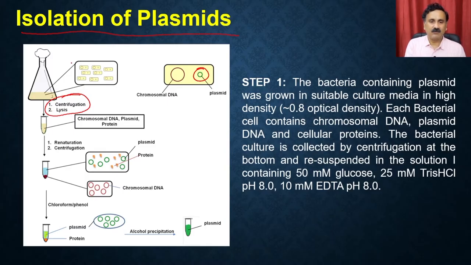First, you have to grow these cells so that you have a sufficient number of bacteria. Then, in step one, you do a centrifugation, and then resuspend these bacterial cells in solution one. Solution one contains 50 millimolar glucose, 25 millimolar Tris-HCl, and 10 millimolar EDTA. The method we are discussing is called the alkaline lysis method.